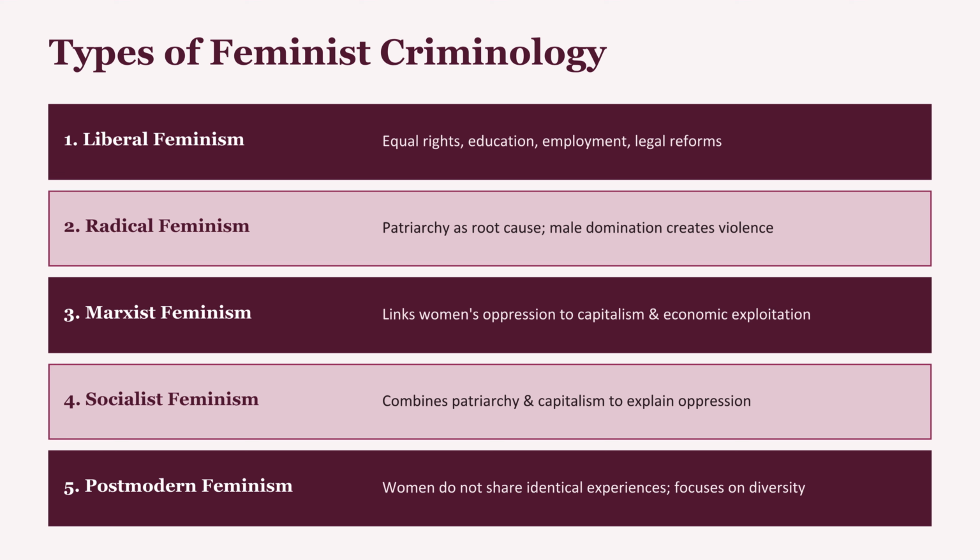Over time, feminist criminology developed into different branches. Liberal feminists focused on equal rights, legal reforms, education, and employment opportunities. Radical feminists viewed patriarchy and male domination as the root causes of women's oppression. Marxist feminists connected women's exploitation with capitalism and economic inequality. Socialist feminists combined patriarchy and capitalism together. Postmodern feminists argue that all women do not share identical experiences and emphasize diversity among women.